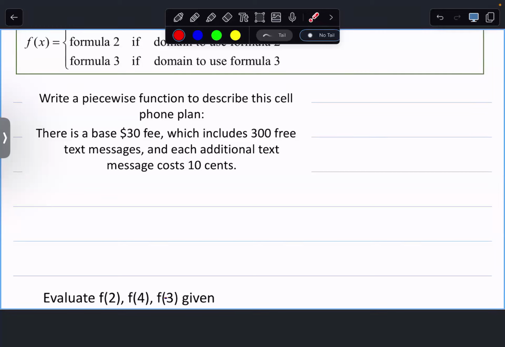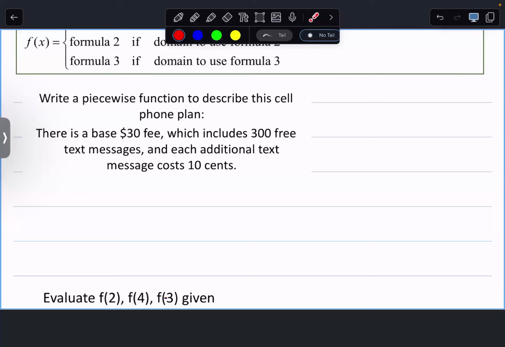Anyways, phone plans. Regardless of what you use, right, you're paying $30. So for that first 300 text messages, you're just paying $30, right? And then each additional text message is going to cost 10 cents. So it's going to add 10 cents to that initial $30.